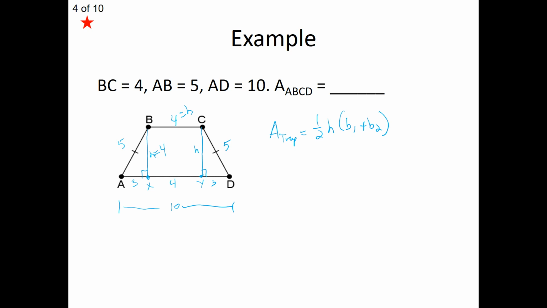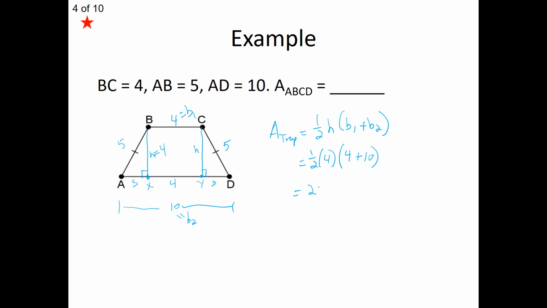Base sub 1 we'll call a length of 4. The base sub 2 we'll call a length of 10. And we have our height now, which is also a length of 4. Let's plug those values into their respective positions. So 1/2 the height we just discovered, a length of 4, times the sum of the two bases. Well, the top base, B sub 1, is 4. The bottom base, B sub 2, is 10. And this is the expression we're going to evaluate to get our answer for the area of this isosceles trapezoid. So I'm going to go ahead and simplify this in steps.